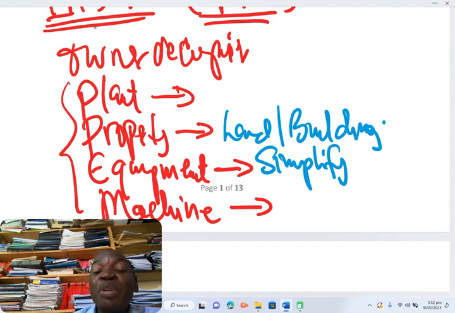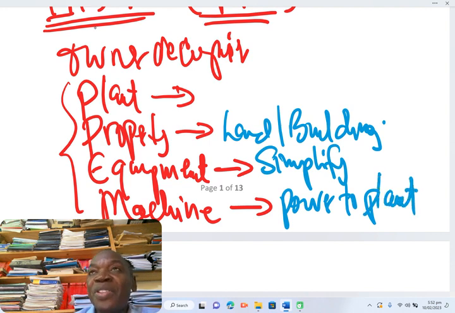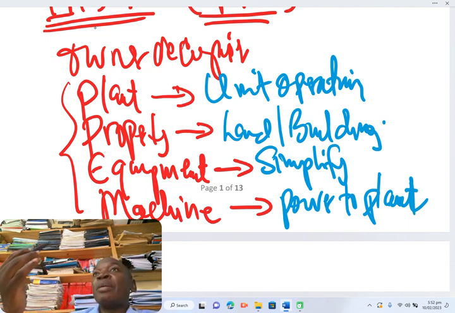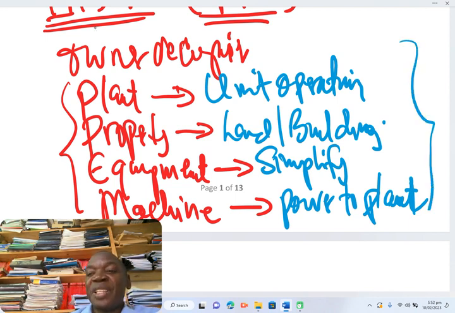A machine is that which provides power to the plant. Do you see? Now the plant is a unit operation. When I say unit operation, it's something that receives input to process to get the output. So you cannot own a plant without having land. So land somewhere, you install a plant within it. Then a factory building is a structure to enhance a plant operating.